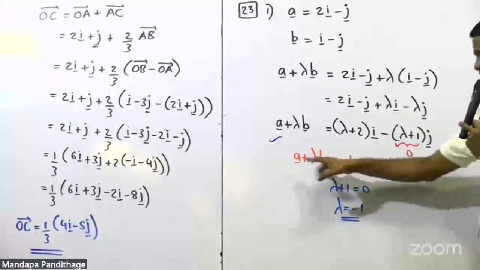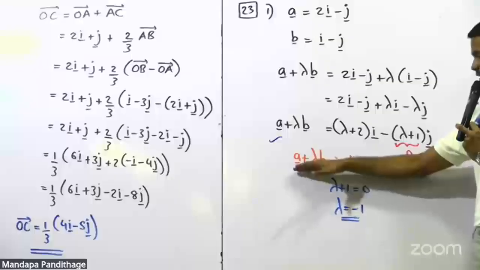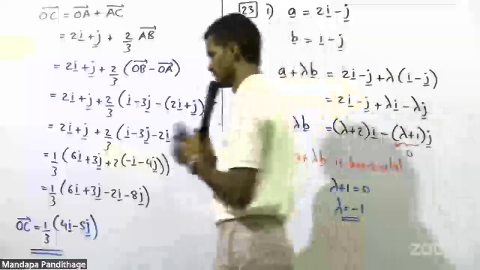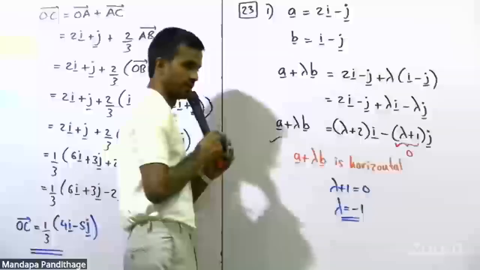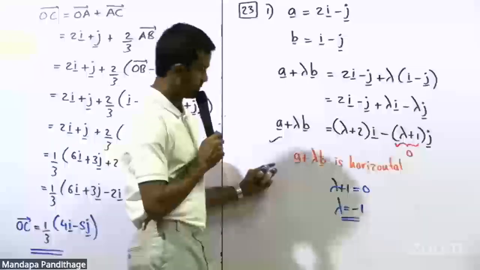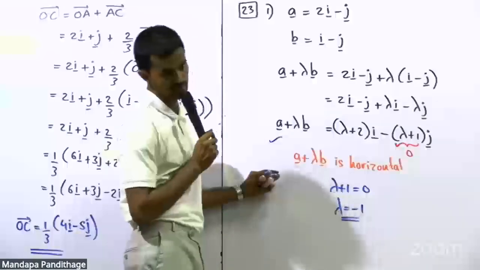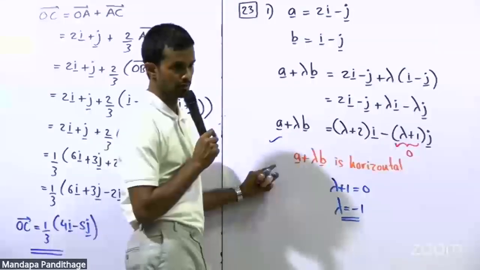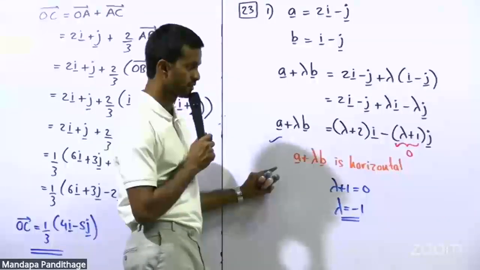Okay, then after that one, write in this way: a plus lambda b is a horizontal vector.